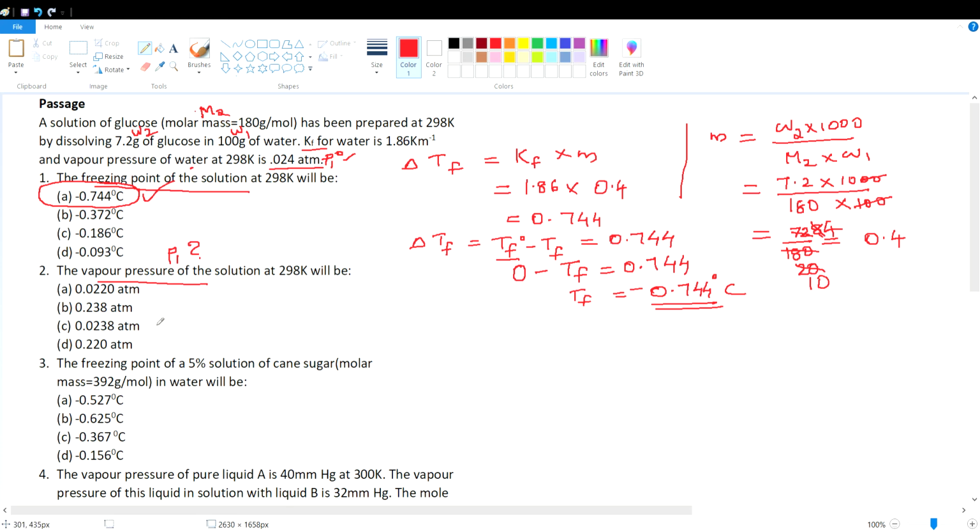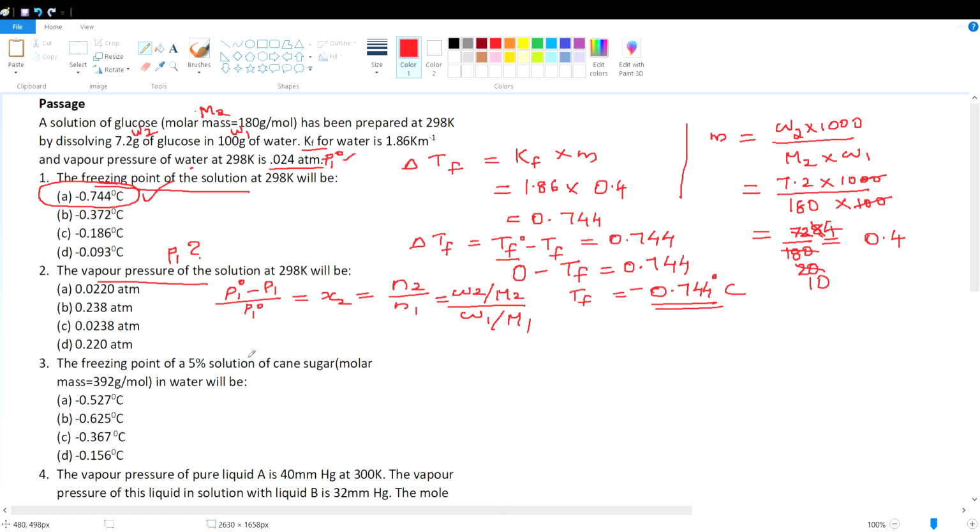We know the relation, relative lowering of vapor pressure. The equation is P10 minus P1 divided by P10. This is relative lowering of vapor pressure, which is equal to X2. With this, X2 mole fraction of the solute can be written as N2 divided by N1 plus N2 actually in the denominator, that N2 in the denominator can be neglected for dilute solutions. And expanding N2, we know that W2 by M2 divided by W1 by M1, because number of mole equal to mass by molar mass.